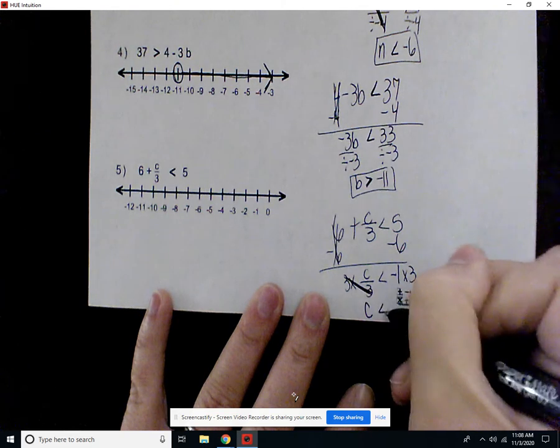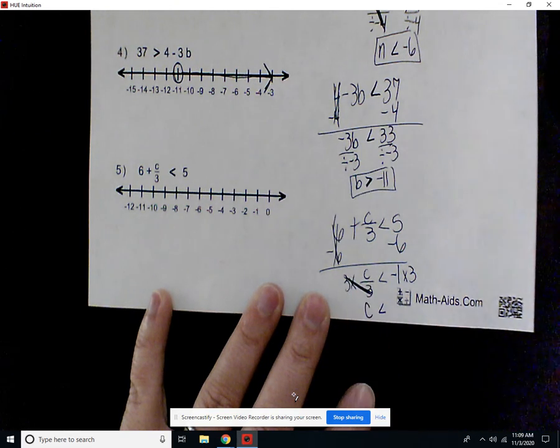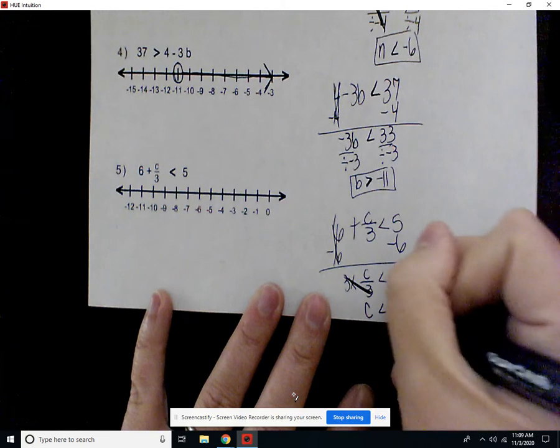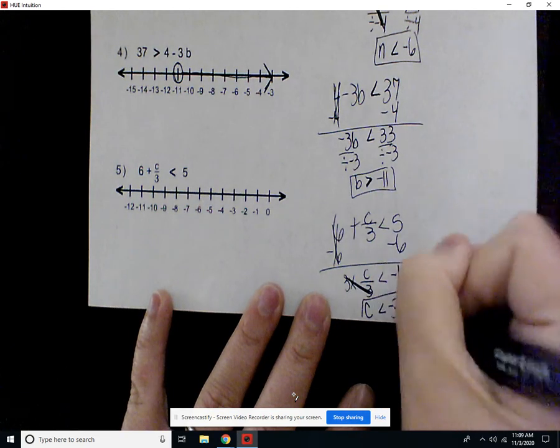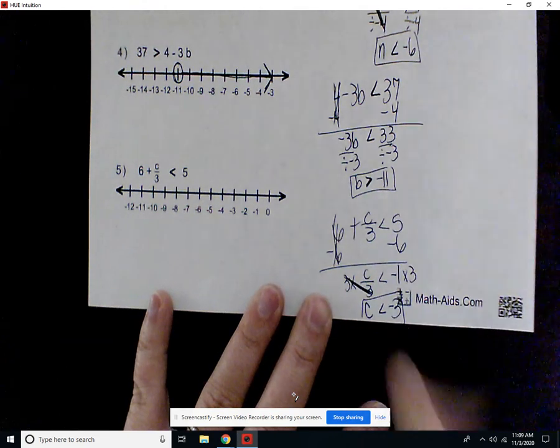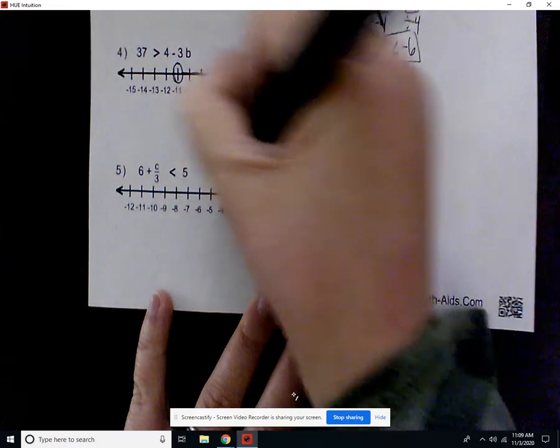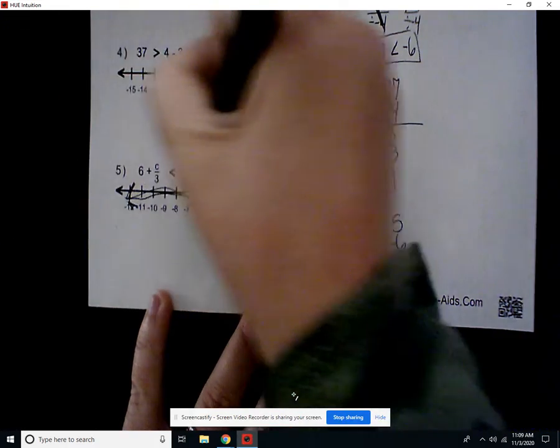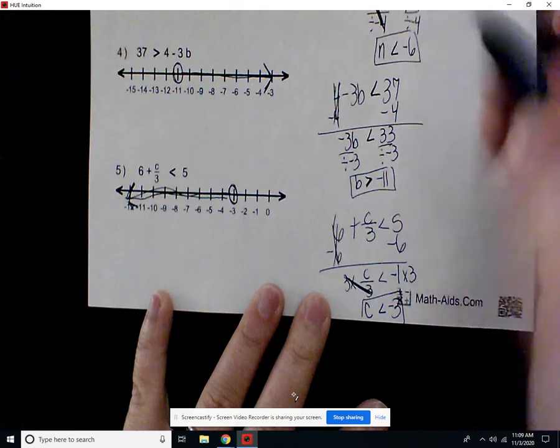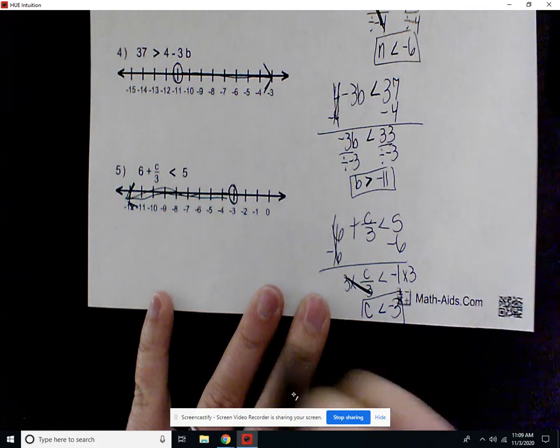Our arrow is staying the same way because our letter is not negative. Negative 1 times 3 is negative 3. So c is less than negative 3. So we're going to have an open circle, and we're going to the left. Okay, so again, when your letter's negative, your arrow will flip direction.